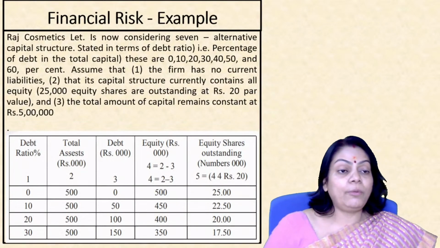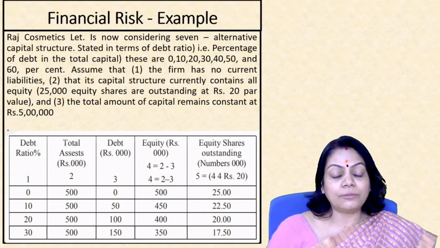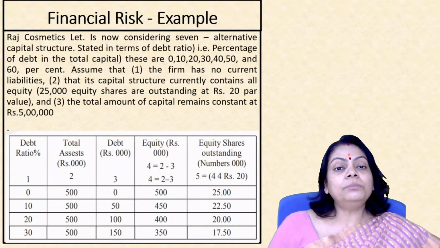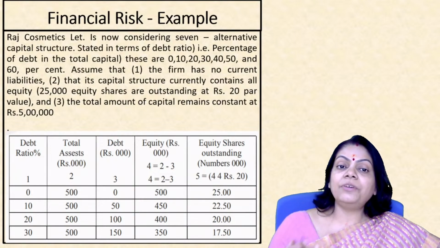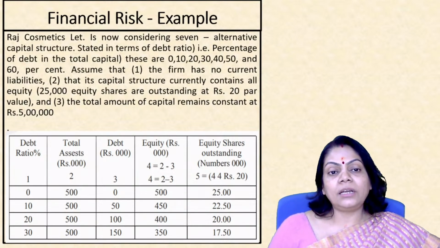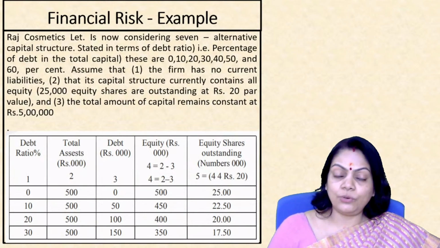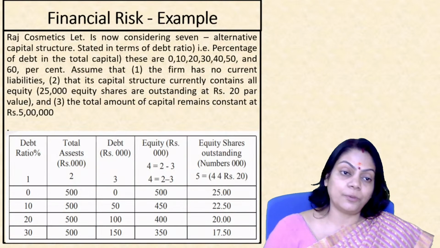Now we'll talk again about the same example. We are going to continue what we have discussed in the case of operating leverage. Now this company is considering 7 alternative capital structures, meaning 7 different financing plans. What are those financing plans? You have no debt, 0 debt, you have 10% debt, 20% debt, 30% debt, 40% debt, 50% debt, and 60% debt.